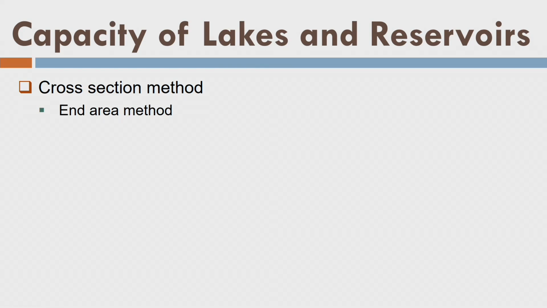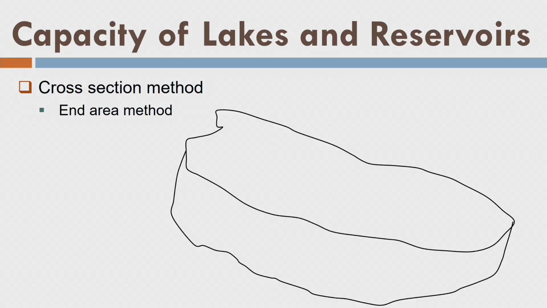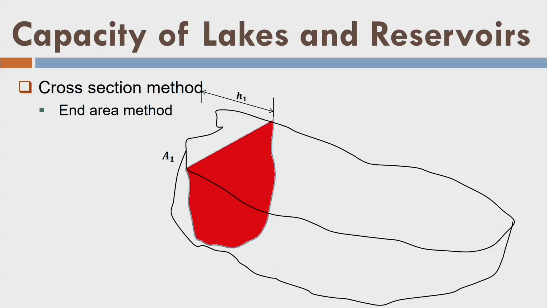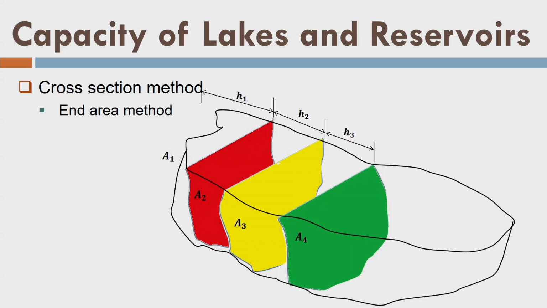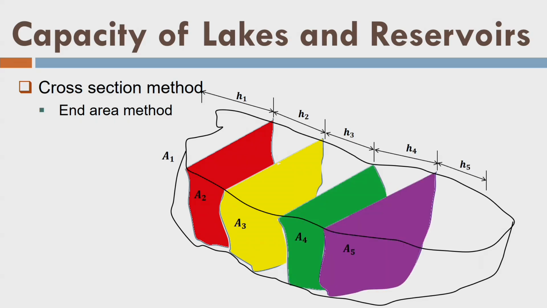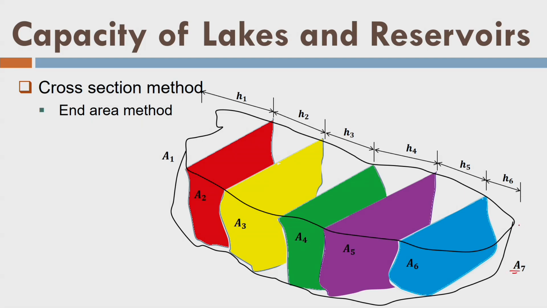So, let us demonstrate the end area method here. Let us say this is my water body, and this is my area A1 which is on the left hand side of the water body. This is my cross section area. So, this distance is H1 from some reference point, and then this is my area A2, this is distance H2, and again this is my area A3 and so on. So, now I am showing you all this, fine. Finally I have area A7 which is at the end here, and similarly A1 is also there.